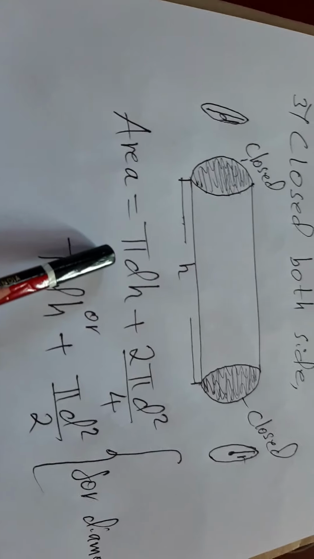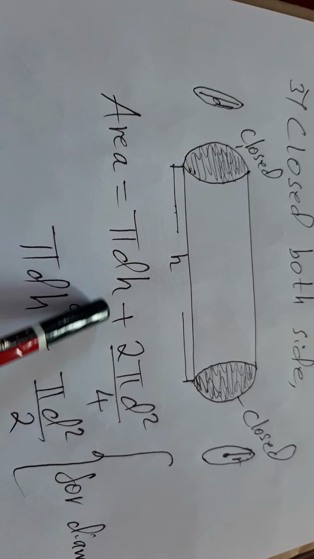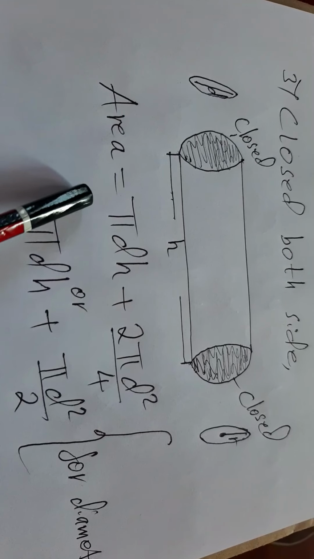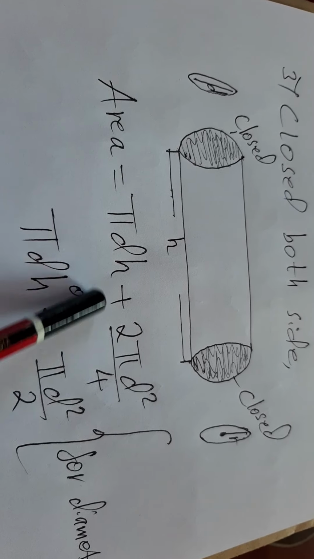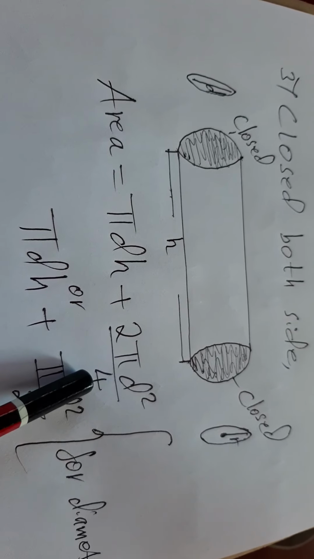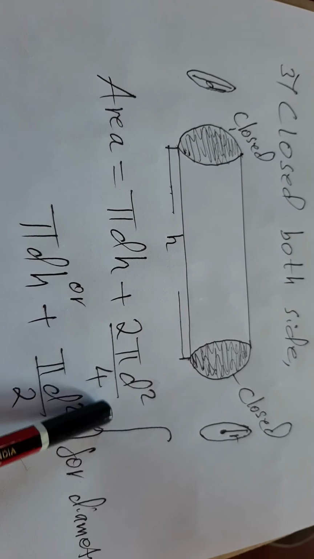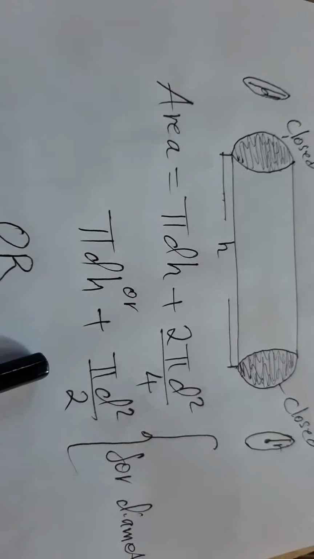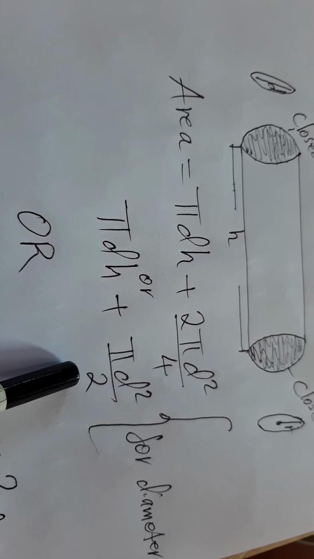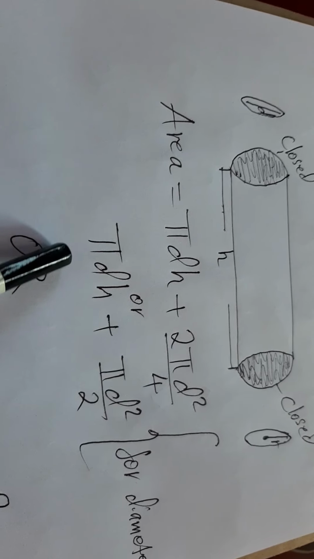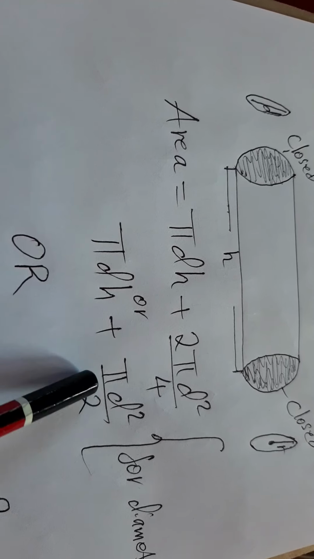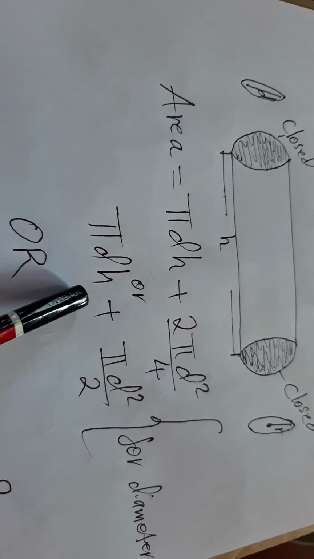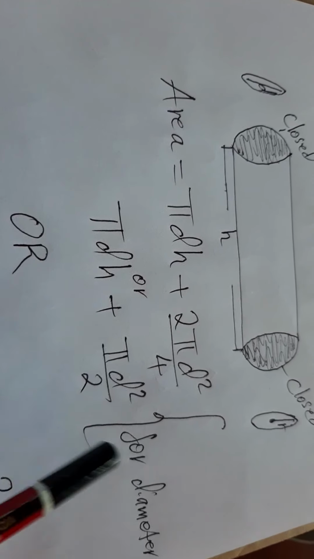Area is equal to pi d h plus 2 pi d square over 4. Or you can make a simplification here. As you see, there is 2 and 4. You can simplify by dividing by 2, and it remains like this. Area is equal to pi d h plus pi d square over 2, in the case of diameter.